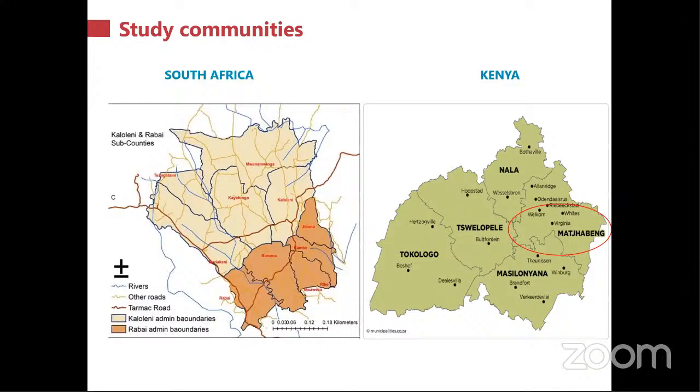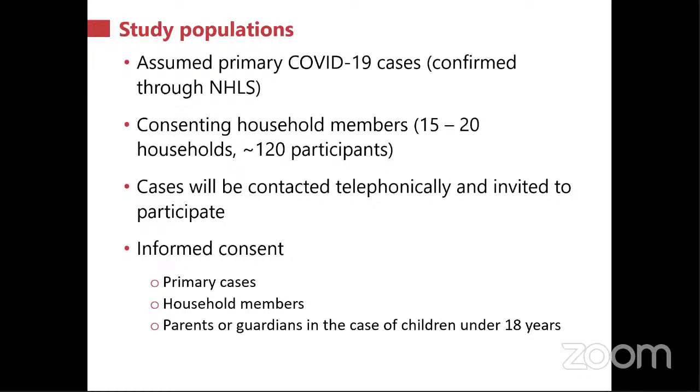So we have here in the study populations confirmed NHLS, that's for the South African case, the confirmed COVID-19 cases. We have consenting household members, 15 to 20 households, 120 participants in South Africa. And the cases in the South African sub-study will be contacted telephonically and invited to participate. Of course, informed consent, primary cases, household cases, parents or guardians. And we do include children in this population-based survey. NHLS is the National Health Laboratory System in South Africa, which is a starting point for the South African sub-study.